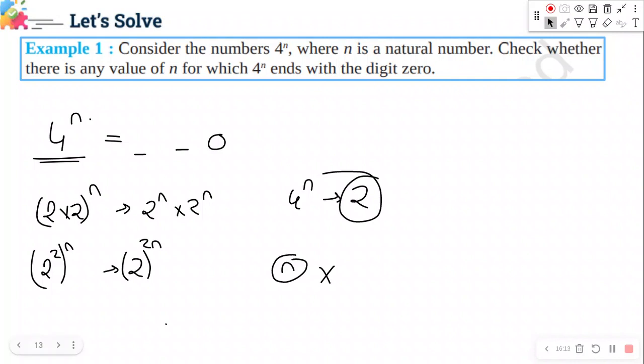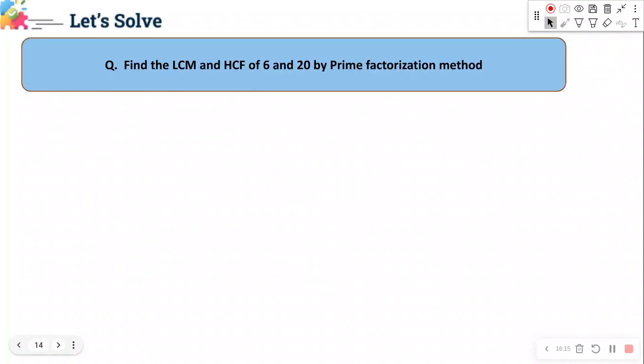Okay, now let's see this question. Find the LCM and HCF of 6 and 20 by prime factorization method. First let us do the prime factorization method. 6 and 20 are very small numbers, but still okay, we will do it. Look at 6. 6 can be written as 2, 3, done.